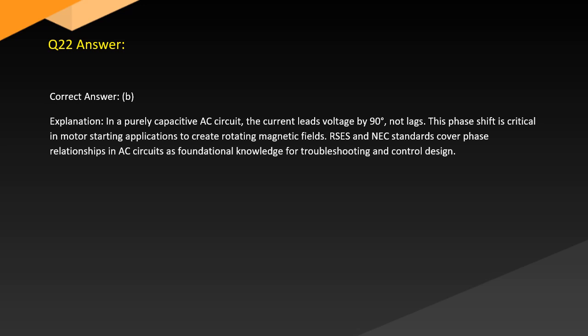Answer. Correct answer, B. Explanation. In a purely capacitive AC circuit, the current leads voltage by 90 degrees, not lags. This phase shift is critical in motor starting applications to create rotating magnetic fields. RSES and NEC standards cover phase relationships in AC circuits as foundational knowledge for troubleshooting and control design.